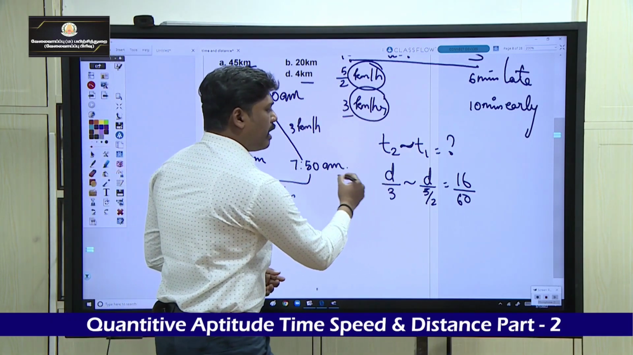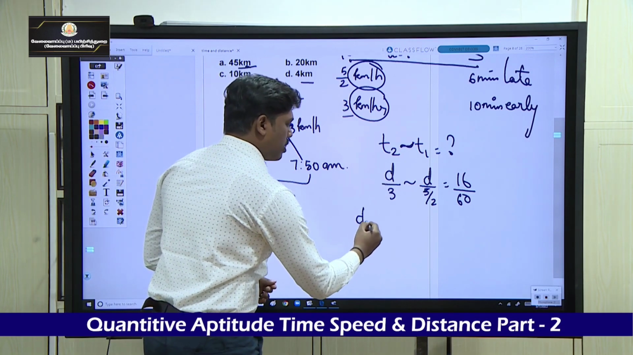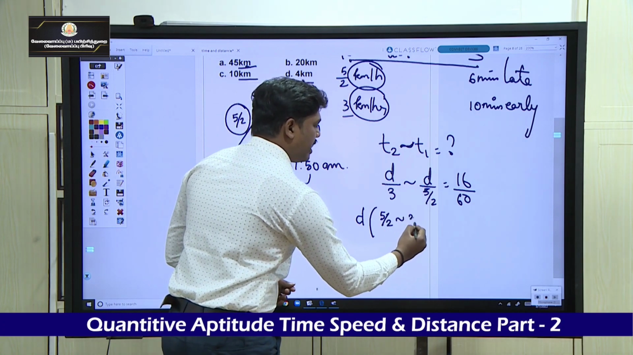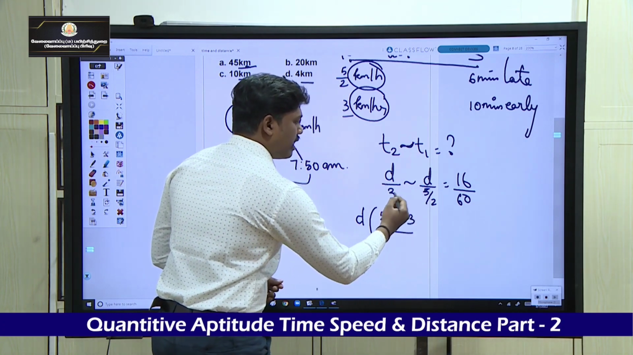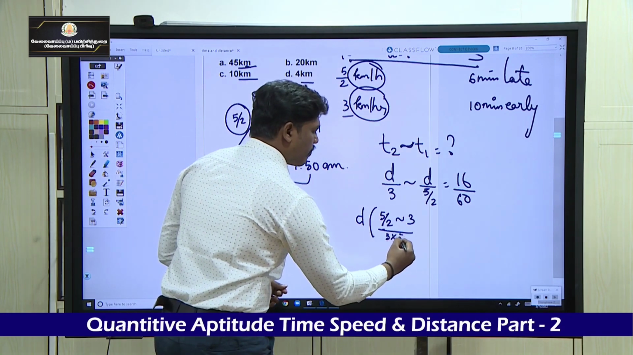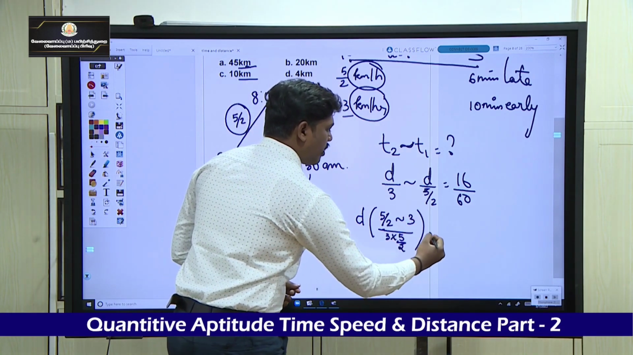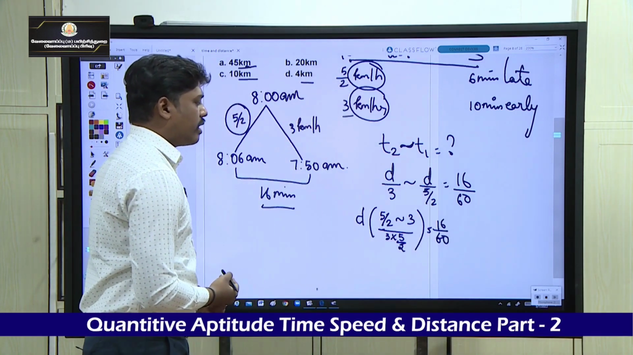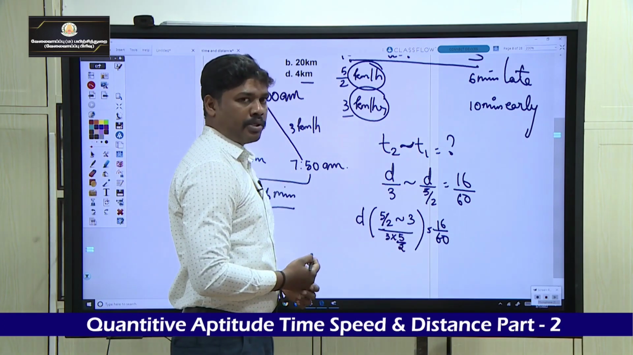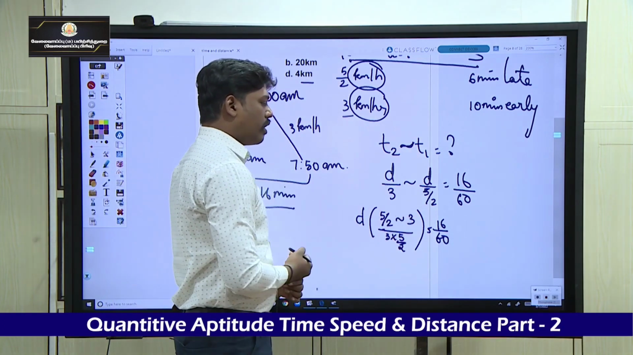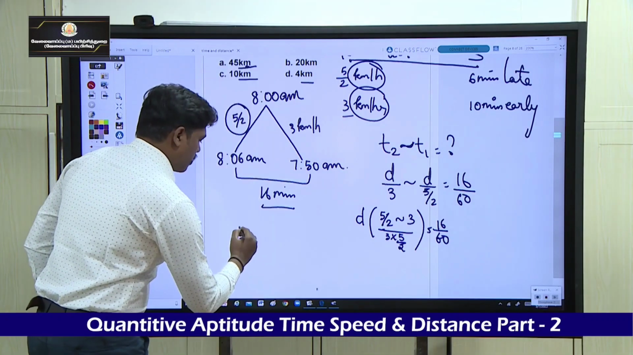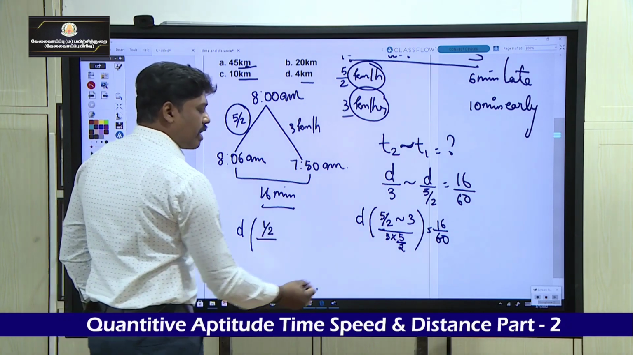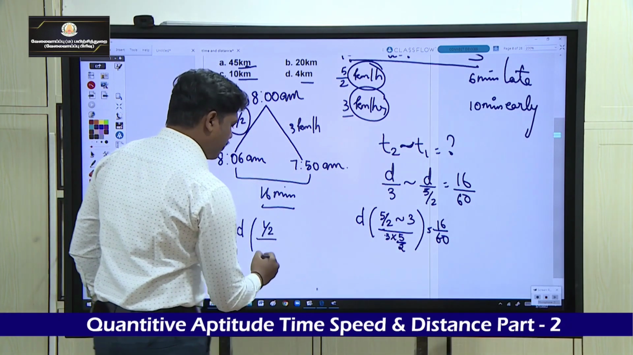So, here take out D common. You will be getting D into (1/(5/2) minus 1/3), which is 16/60. Okay. Difference means your answer should come in terms of positive. So, 3 minus 2.5, you will be getting 0.5. So, D into, do not write 0.5, it is 1/2 divided by 3 into 5/2, which is 15/2.